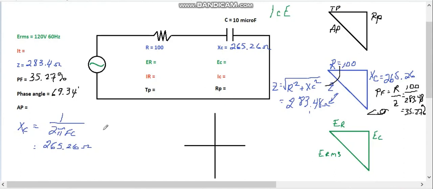So my current IT would equal my ET over my impedance. 120 volts divided by 283.48. 120 divided by 283.48, I get 0.4233. It's 0.4233, 423.3 milliamps.